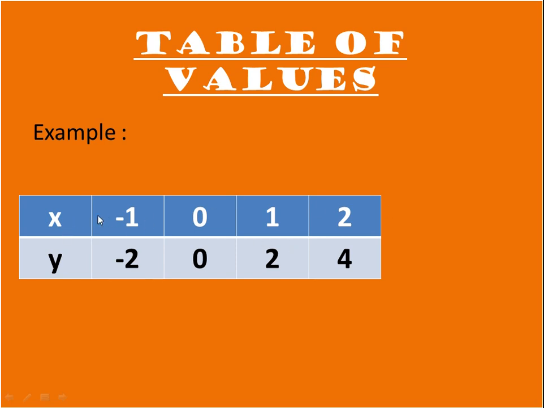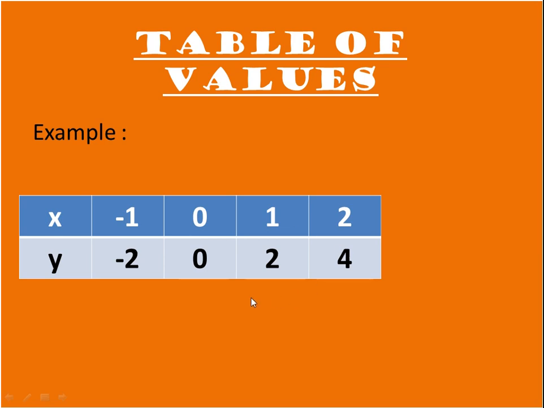Naka-horizontal naman siya. So, ito yung unang row, nandito yung X values. Sa sumunod na row, nandun yung Y values. Ang magkatapat dyan, sa taas at sa baba, yun po yung magka-ordered pair. Ito yung unang ordered pair, we have negative 1, negative 2. Another ordered pair, we have 0, 0. Another ordered pair, 1, 2. Another ordered pair, 2, 4.